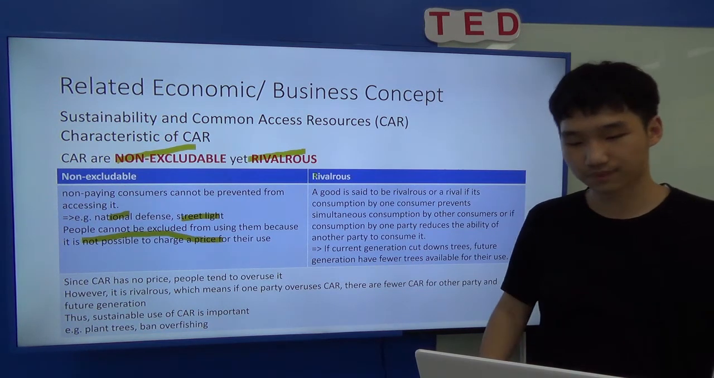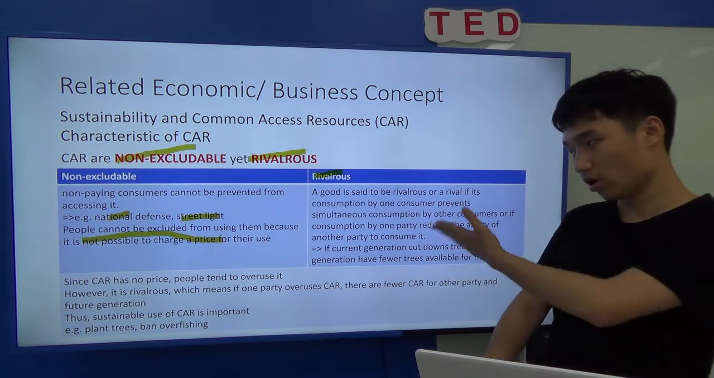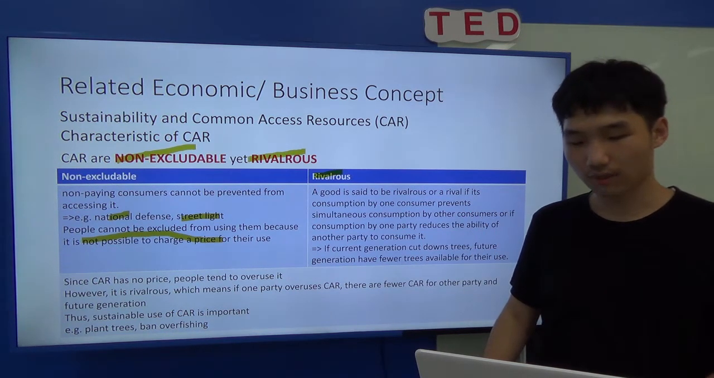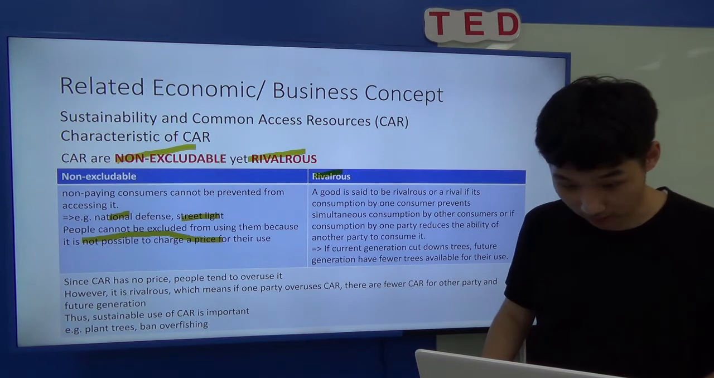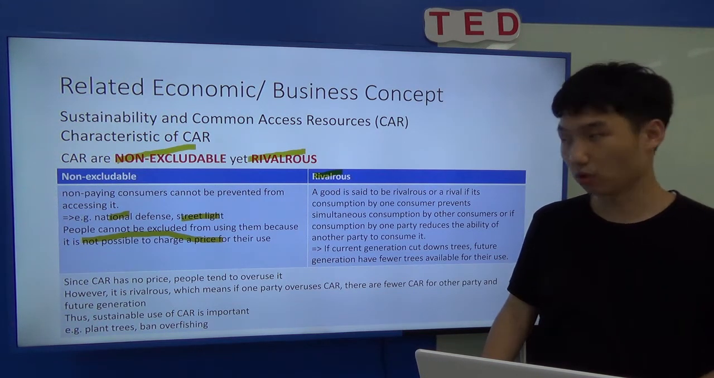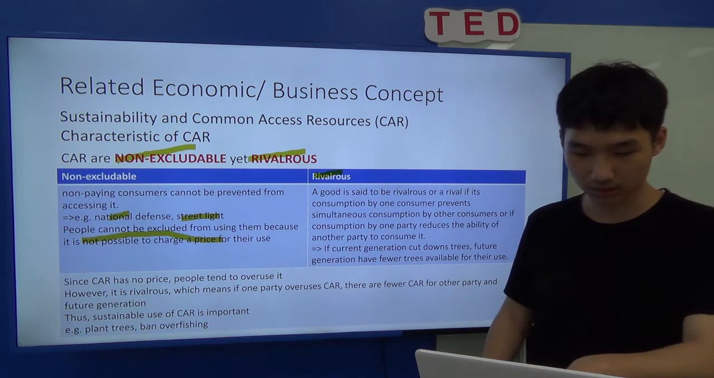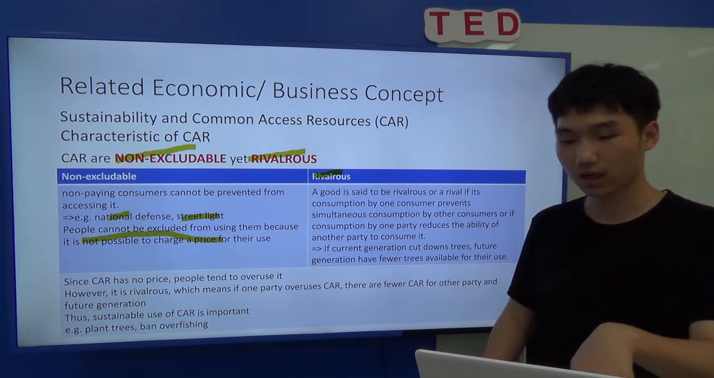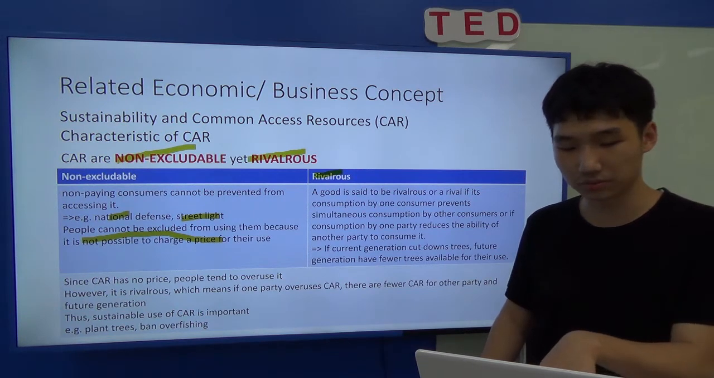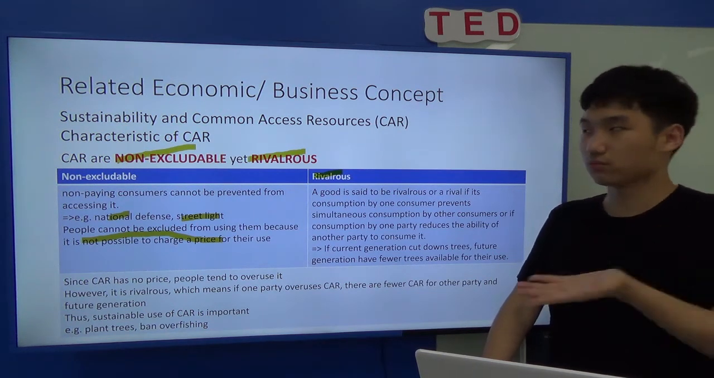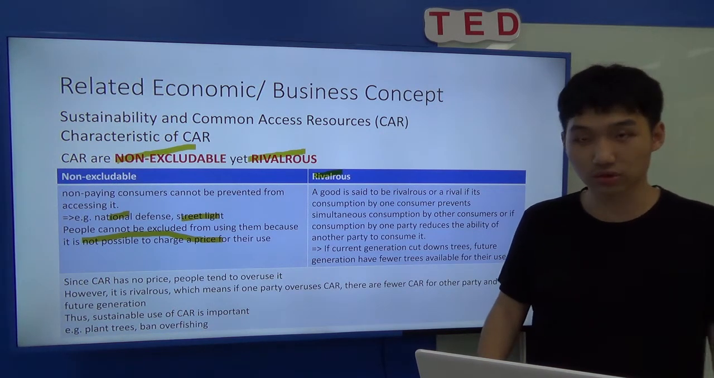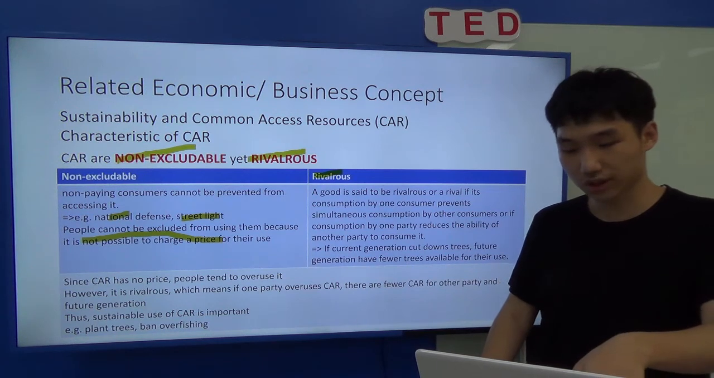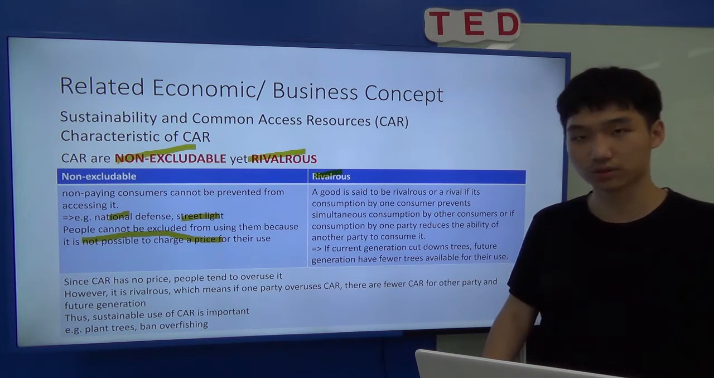And then rivalrous. Rivalrous is a long explanation, but basically, a good is said to be rivalrous when its consumption by one consumer prevents the simultaneous consumption by other consumers. More simply, consumption by one party reduces the ability of another party to consume it. So, for example, with a common access resource like trees, if the current generation cuts down trees and does not replant them, future generations will have fewer trees available for their use.